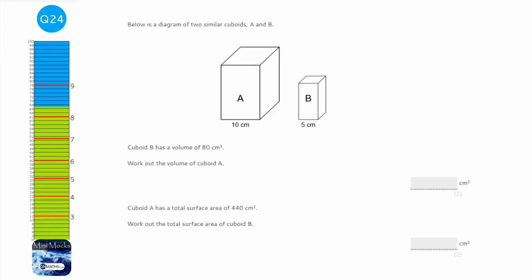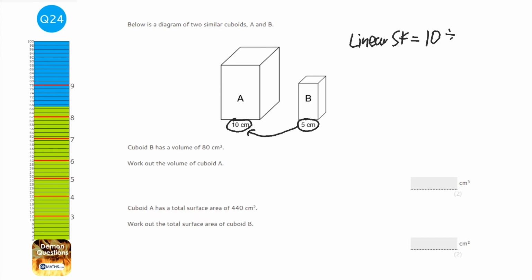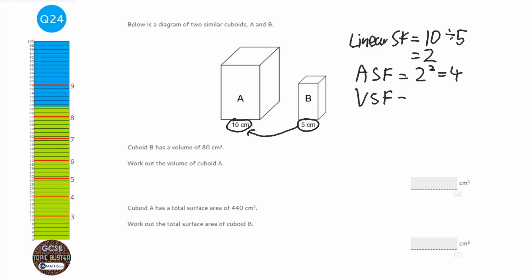Okay, so for this question, this is all about linear, area, and volume scale factor. So, with this question, from B to A, we can work out the linear scale factor. So what do I times 5 by to get to 10? So the linear scale factor is going to be big divided by small, which is 2. Now the area scale factor is always the square of the linear scale factor. So we square it, and it's going to be 4. The volume scale factor is always the cube of the linear scale factor. So we cube the linear scale factor, and it's 8.